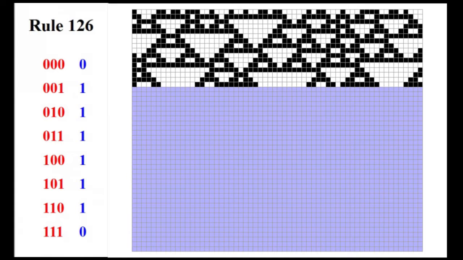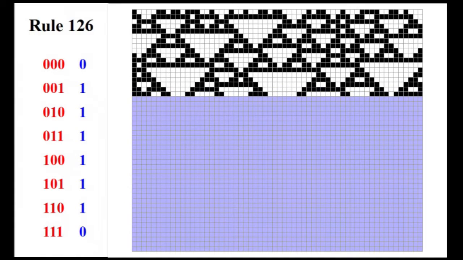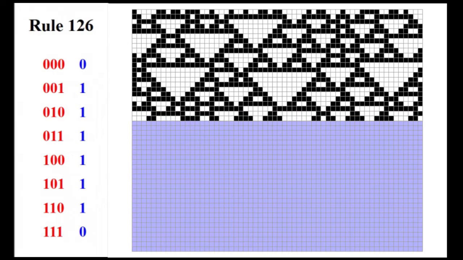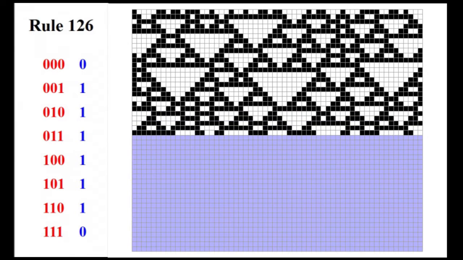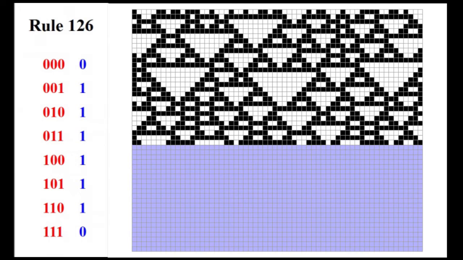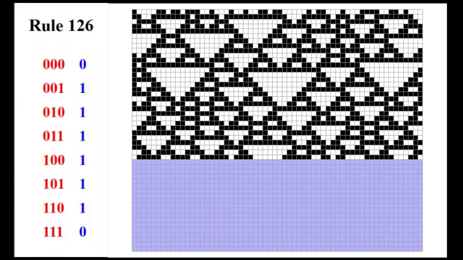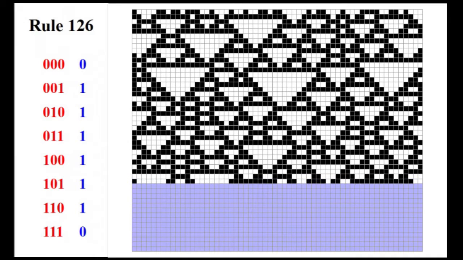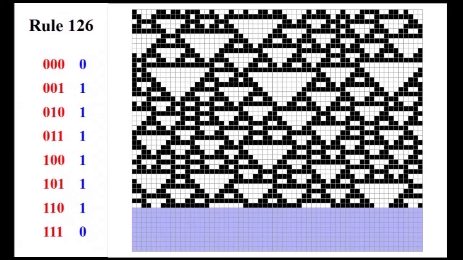How many rules are possible? If the new state of the cell depends only on the current state of that cell and its immediate neighbors, then the rule has to say what appears in the next time step for each neighborhood consisting of three bits. There are eight possible three-bit patterns, shown in red, so the rule is specified by the blue column of eight bits. Here it's 01111110. We can change this column and explore what happens.